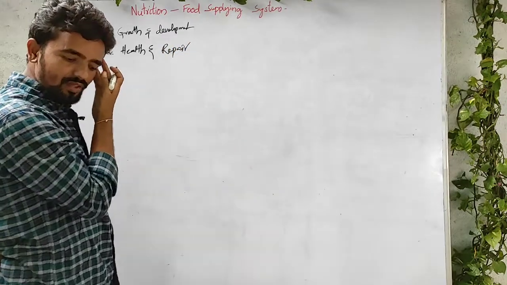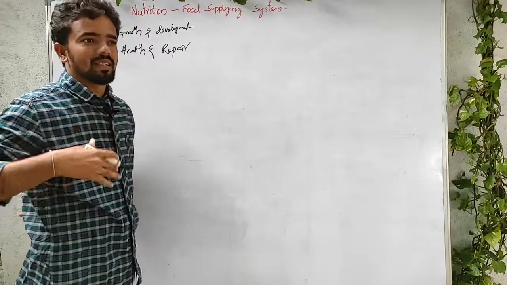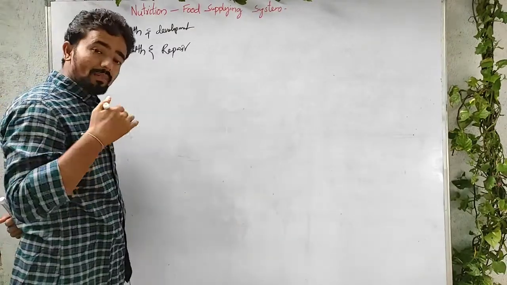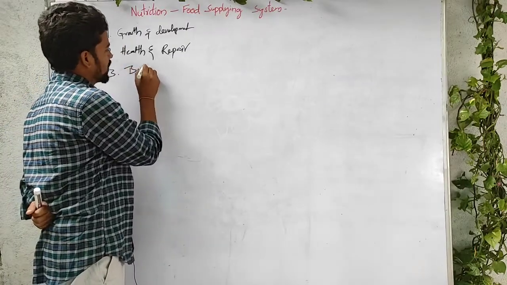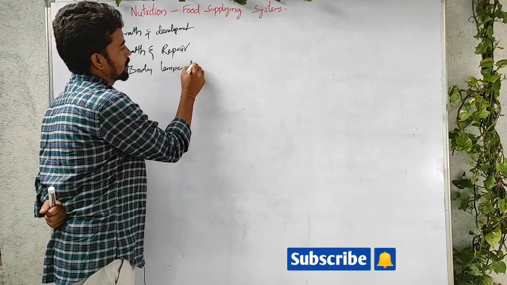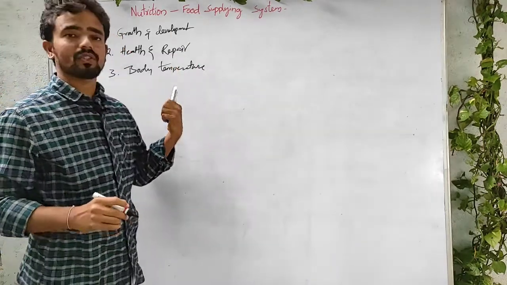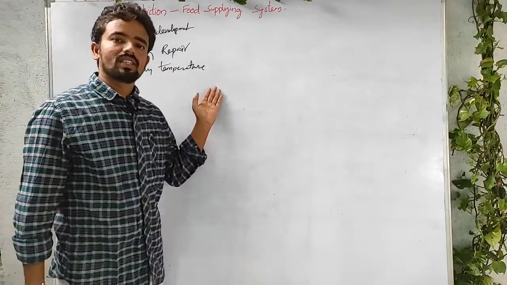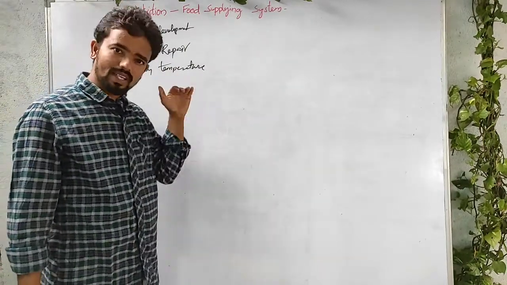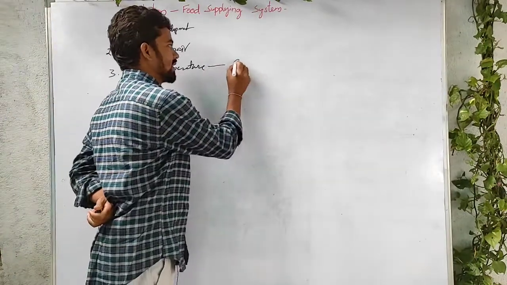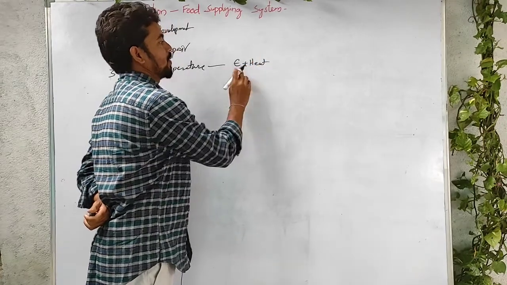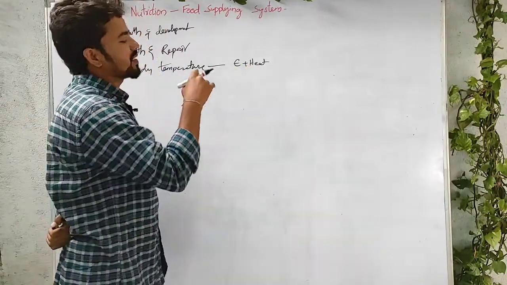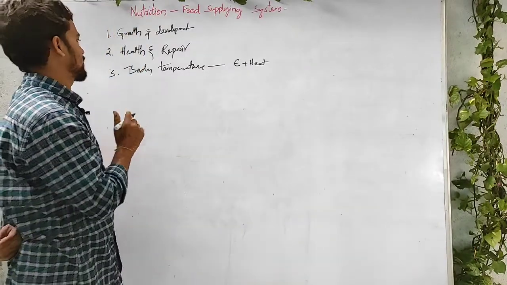When we fall sick, we should take proper nutrition, then only our body will be repaired. And the third important thing is the maintenance of body temperature. For maintaining body temperature also, organisms consume food. How does it happen? When we take food, it will be digested and produce energy. While producing energy, it also produces some amount of heat. Whatever energy is produced, we utilize for various purposes, and heat is utilized for maintaining the body temperature of an organism.